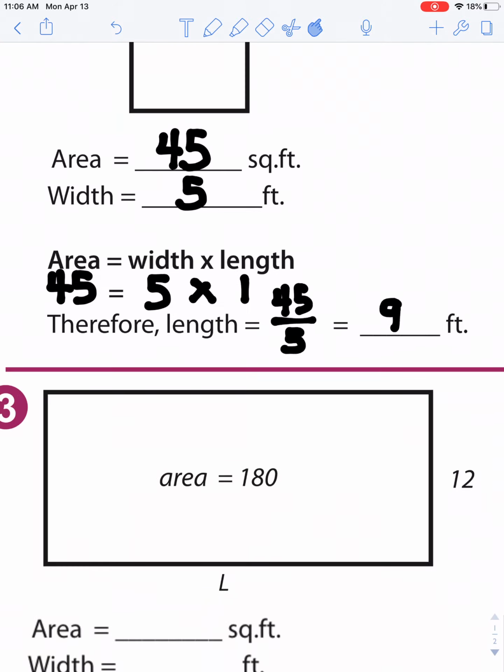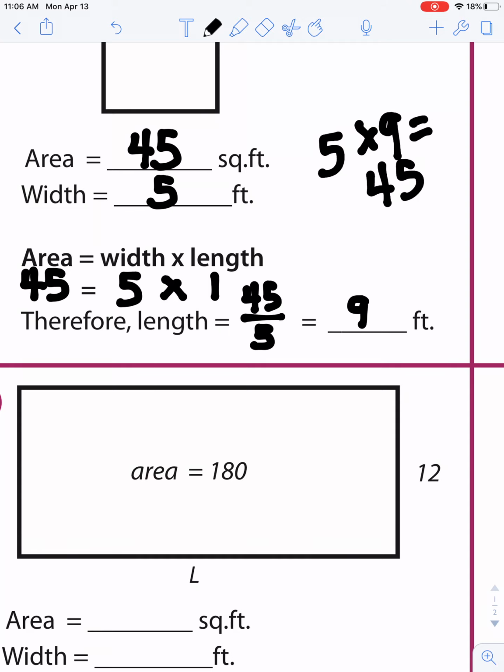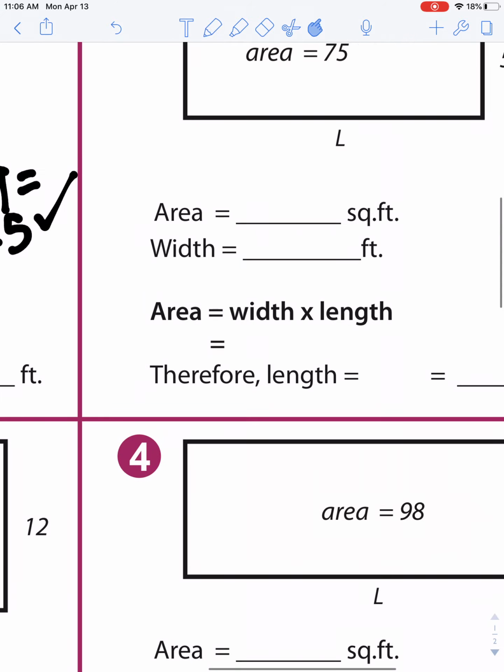You could also type that into a calculator to check your work. Let's make sure that our length and our width equal the area. So we know the width was 5 feet. We found 9 to be the length. So 5 times 9 equals 45, which matches the area they gave us. So we know that that's correct. Let's move on to number 2.